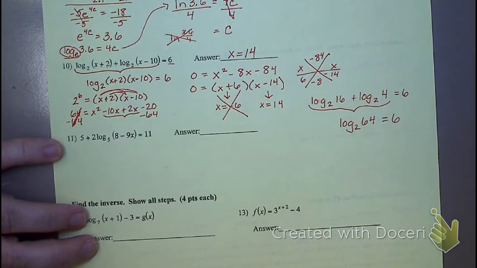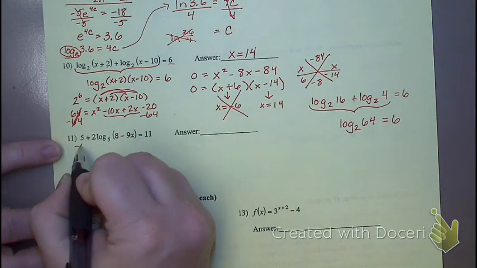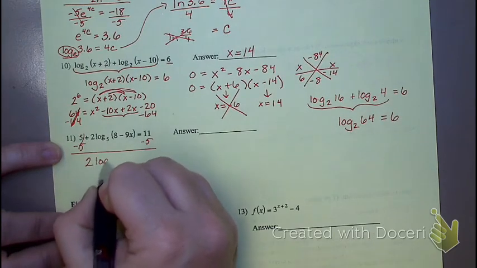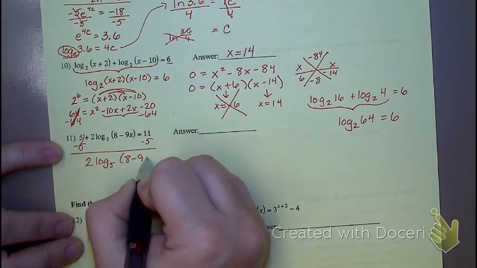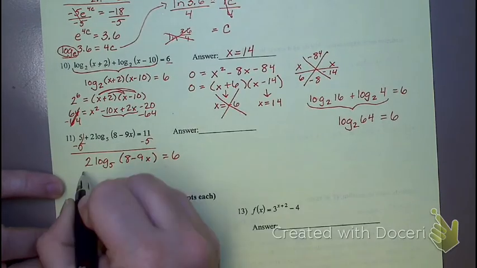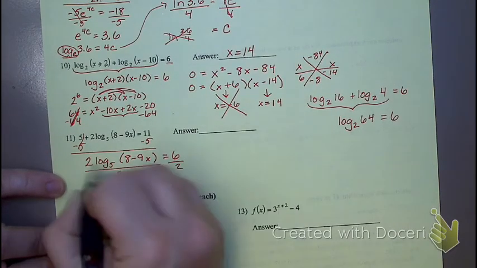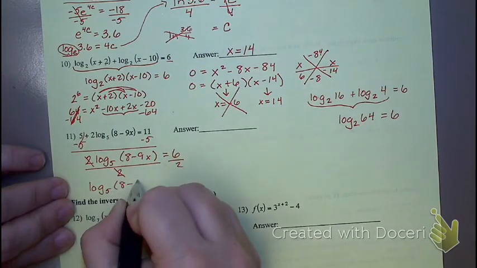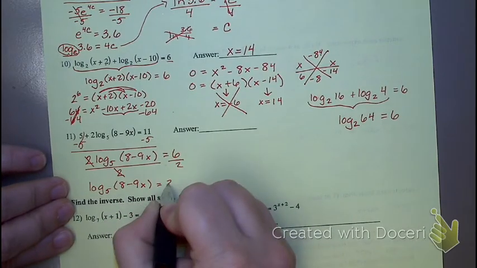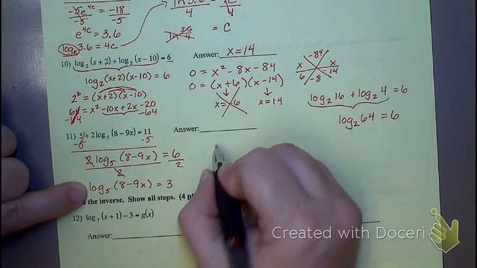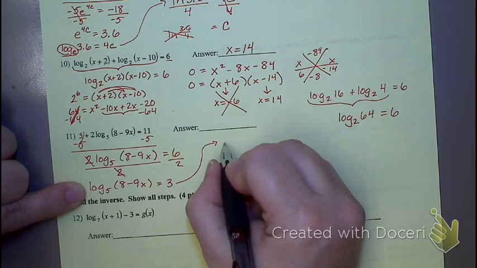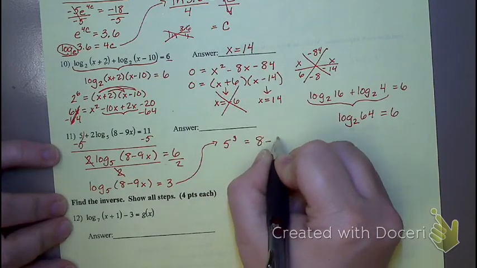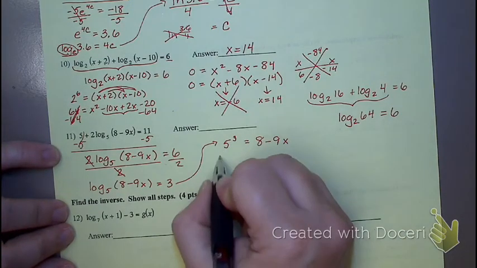All right. Last one. I've got to get my log by itself, so I'm going to subtract 5. That gives me 2 log base 5 of 8 minus 9x is equal to 6. Then I'm going to divide by 2. So I have log base 5 of 8 minus 9x equals 3. Now I've got to go to exponential form. When I turn this into exponential form, my base is 5, my exponent is 3, equals 8 minus 9x. Well, 5 to the third is 125.